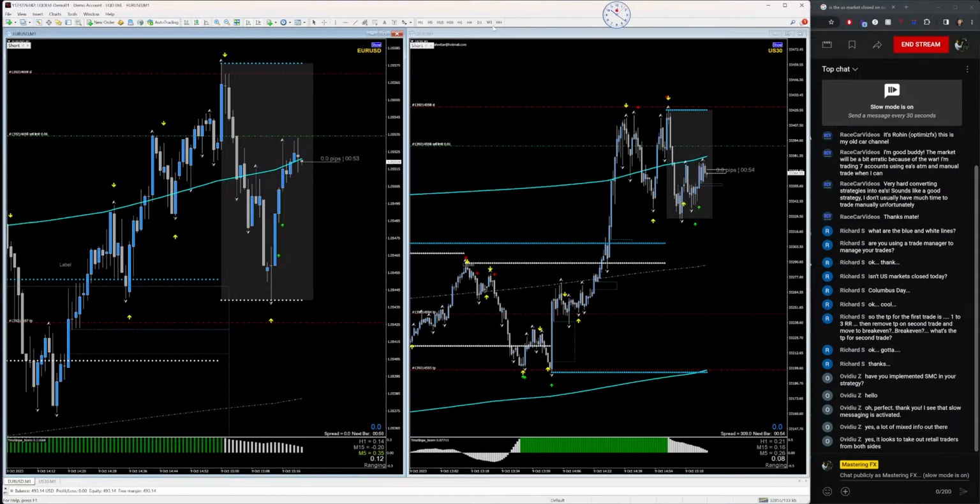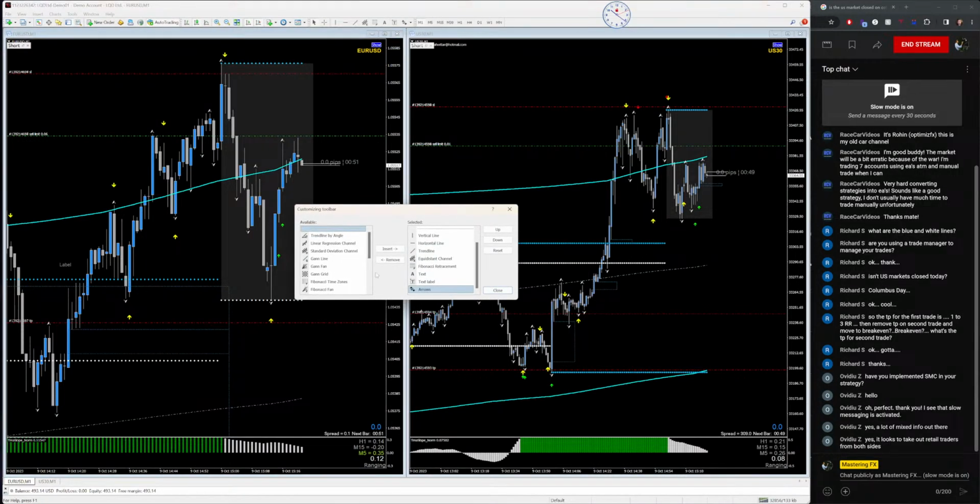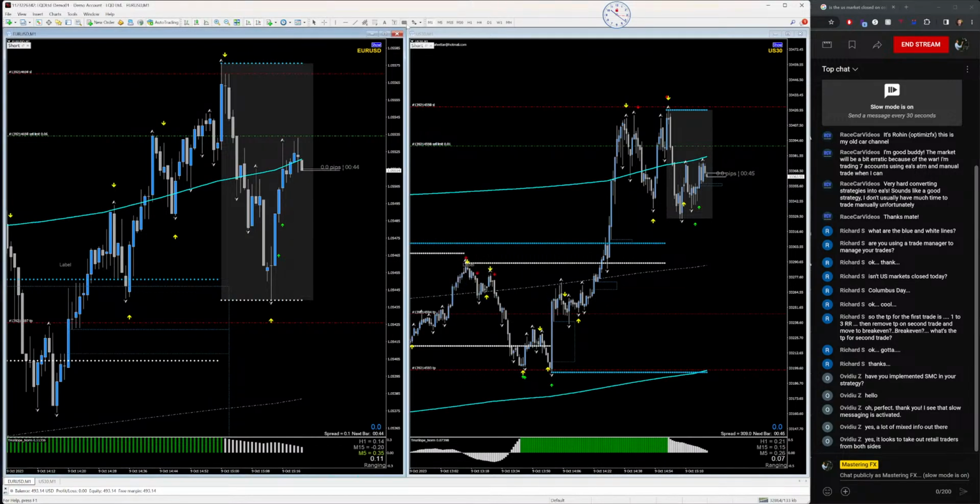Let me put it on here so you guys can see it. Customize. Rectangle. Insert. Close. So it was right here. So this was a bullish fair value gap, and we broke through it, which makes it a reverse fair value gap, and we literally went in on the pip.